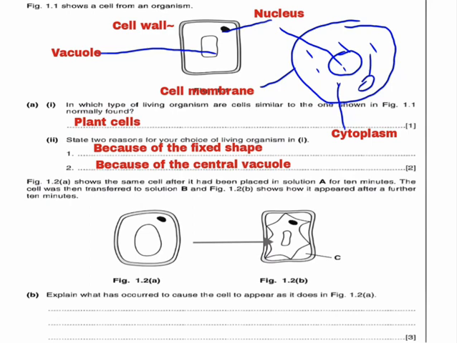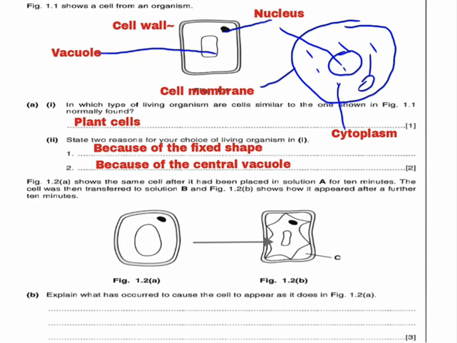On this part here, as you can see, the plant cell has gained water by osmosis. Then on this part here, the way the plant cell is appearing, it has lost water by osmosis. Now the question is saying, which is B, explain what has occurred to cause the cell to appear as it does in figure 1.2, which is A.